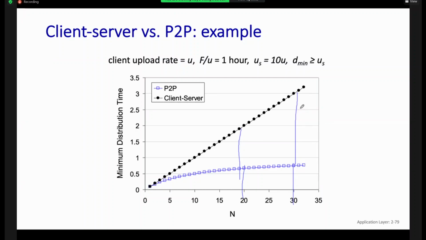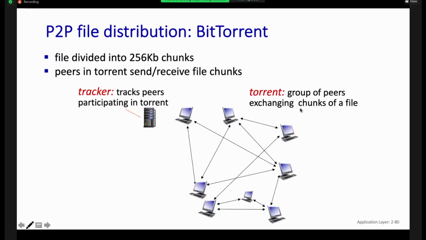Okay, because even for a larger network, the minimal distribution time is also maintained at the same level. Based on this architecture, we can discuss BitTorrent, this app. For this one, we just discuss the core algorithm or ideas. The first idea is that to distribute a file, we need to divide the file into several chunks, for example, 256 KB for each chunk.